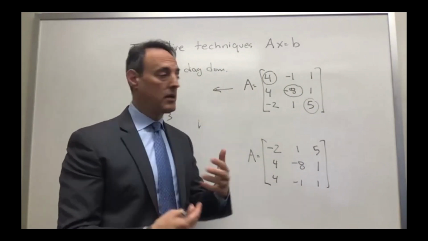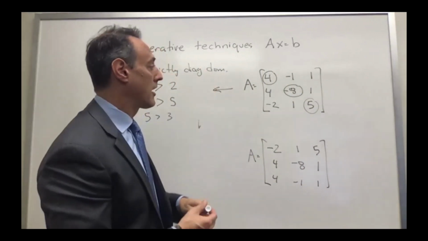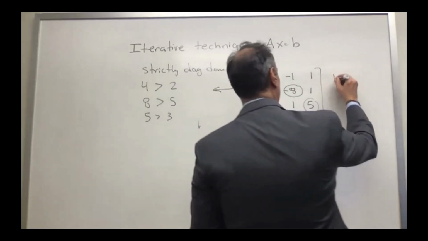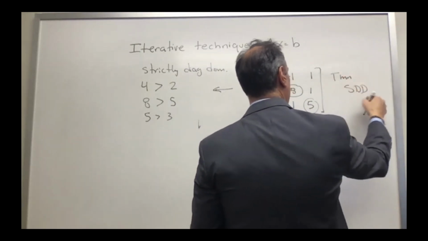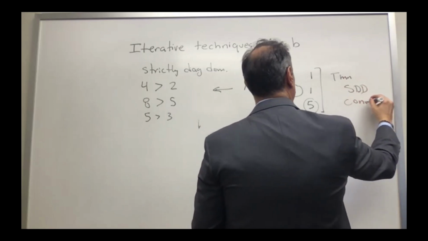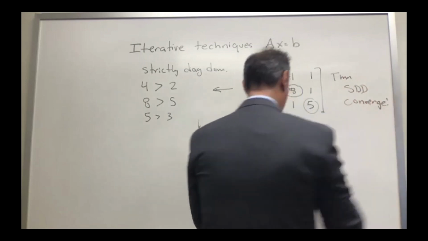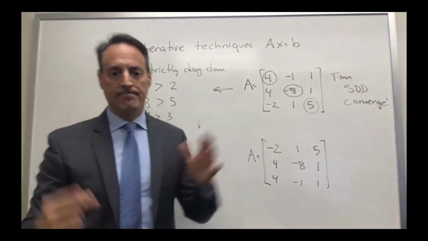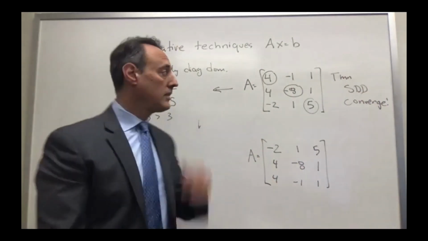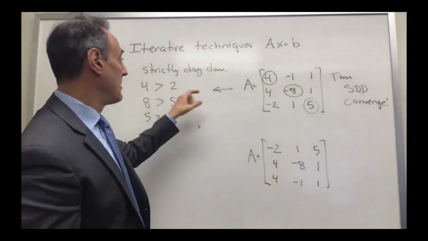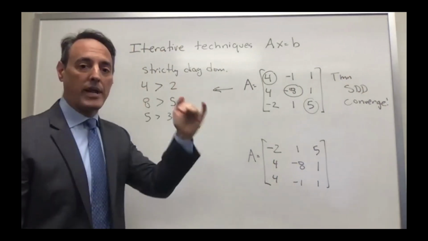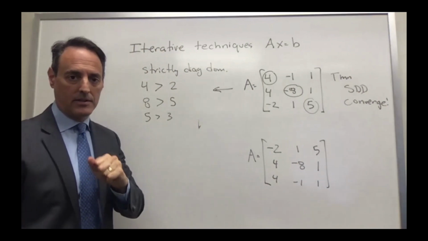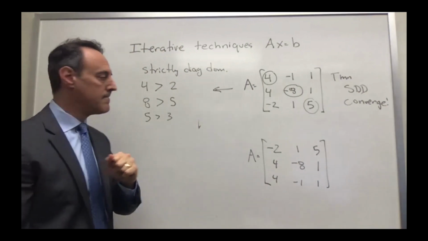Okay, so Jacobi iterations, if it's strictly diagonal dominant, there's a theorem which states that if you are strictly diagonal dominant, you converge. Guaranteed. Great. And strictly diagonal dominant means you are greater, not greater or equal to, greater than. Okay, that's an important point to make.